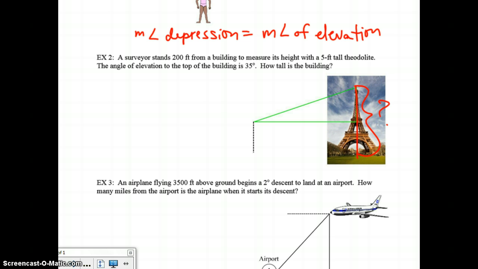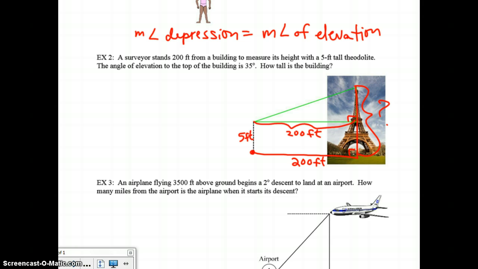We're given that the surveyor is standing 200 feet from the base of the building. So this is the base of the building, and our person is right here. That's going to be 200 feet. And because this is a right angle, the base of our triangle here is also 200 feet. It says he's going to measure the height of the building with a 5-foot tall theodolite. So our instrument of measurement is 5 feet off the ground when he measures. So we have to take that into consideration.